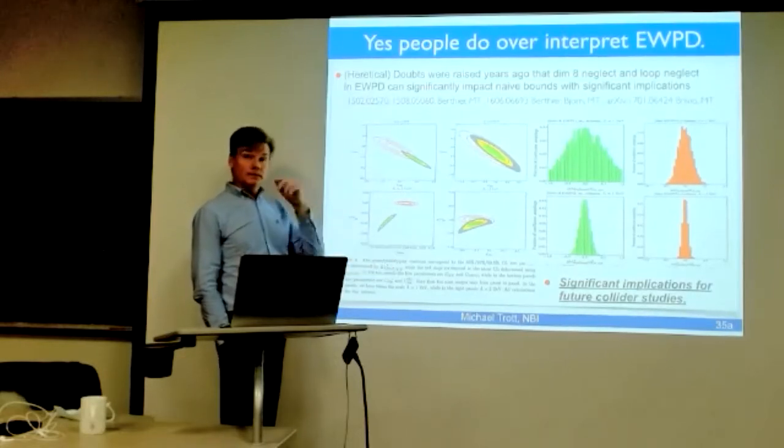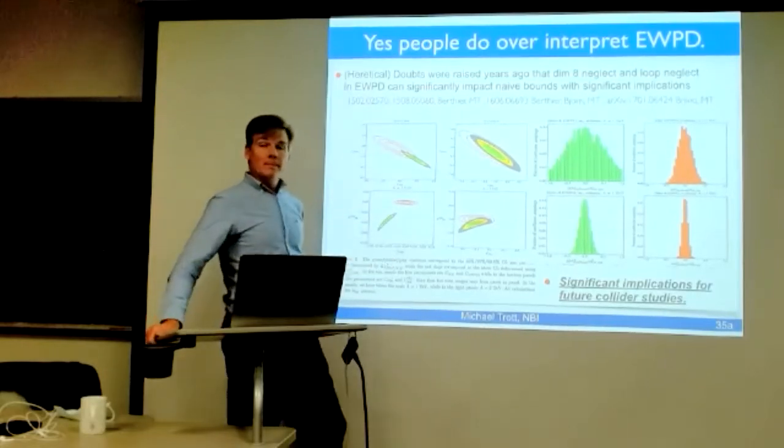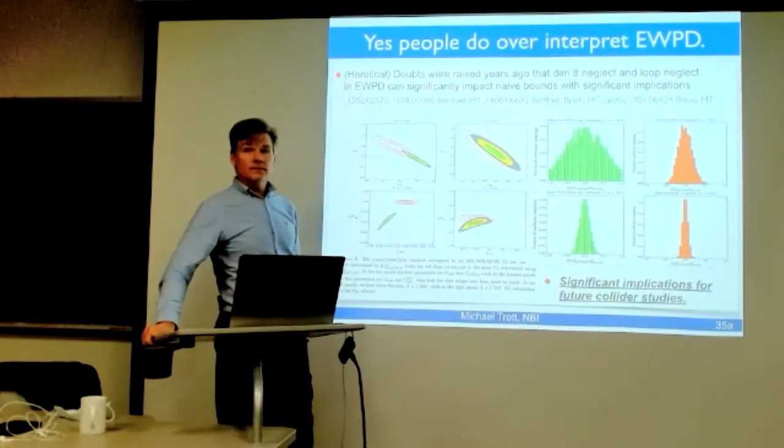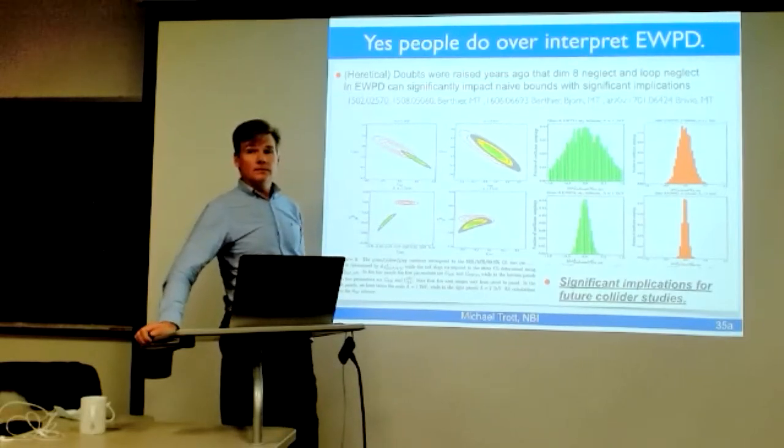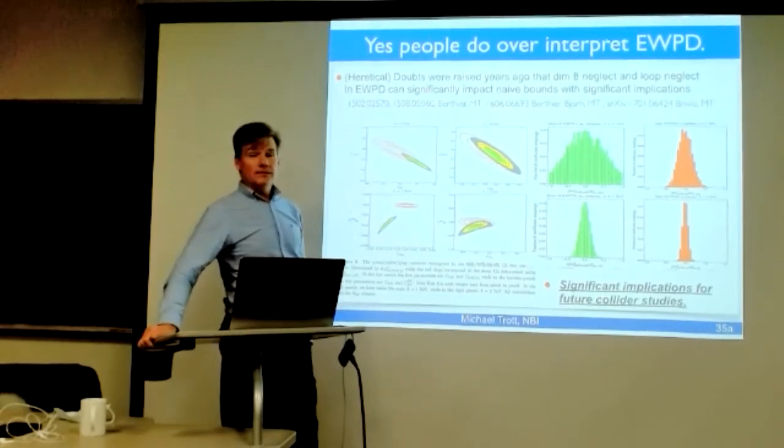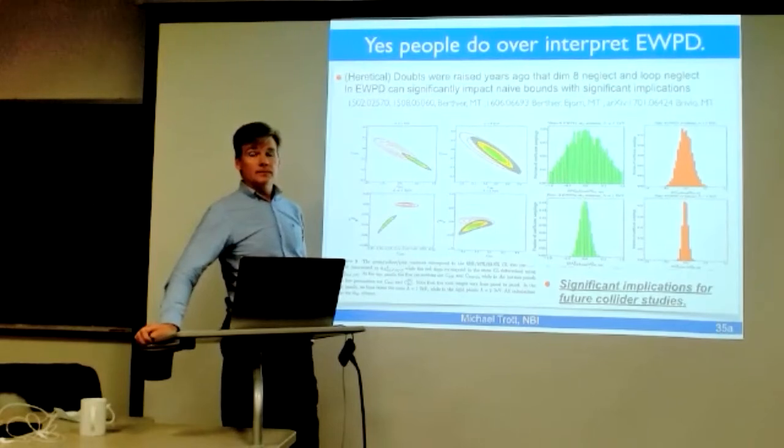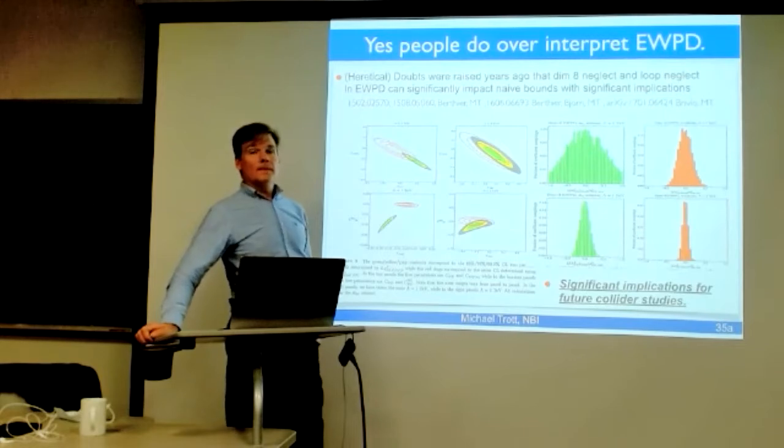Sorry, so I'm just trying to understand what these fits are. So you have some a priori restriction on the size of dimension 8. Yes. And then you're doing some kind of a fit that penalizes you when your dimension 8 operators get out of that theoretically determined range. Is that what you're doing?